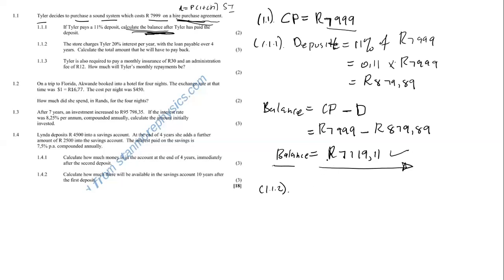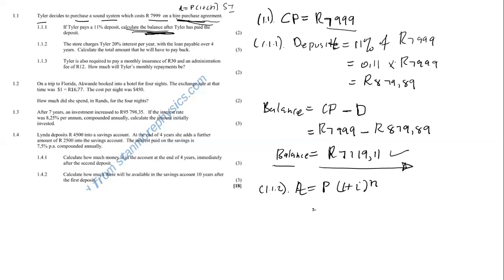So to calculate number 1.1.2, we're going to say A equals P(1 + i)^n. Remember, A is the accumulated amount or the future value, P is the principal, the present amount, i is the interest rate, and n is the number of years.